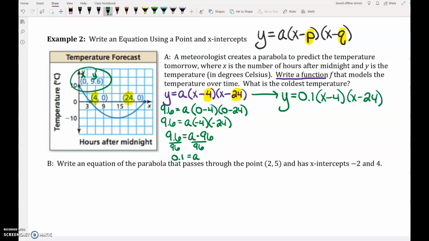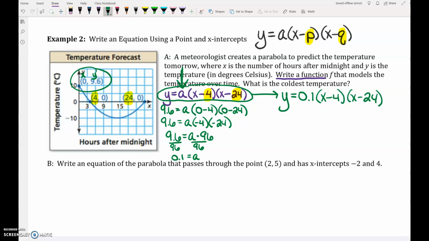So again, if on the first step you only plug in your intercepts, it's going to make it easier to rewrite the equation at the end, because all you have to do is go back and say, okay, I'm going to take this equation that I started with. Now I know what a is, replace a with that 0.1.